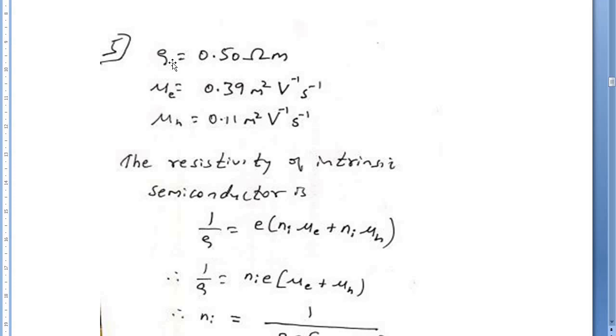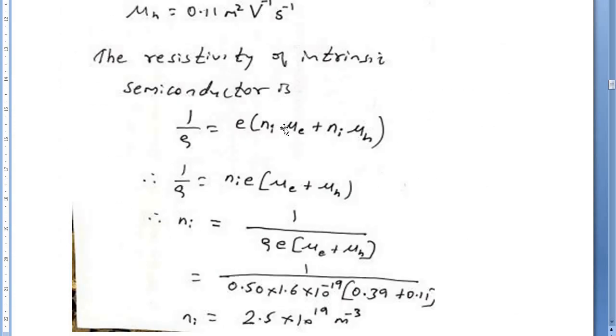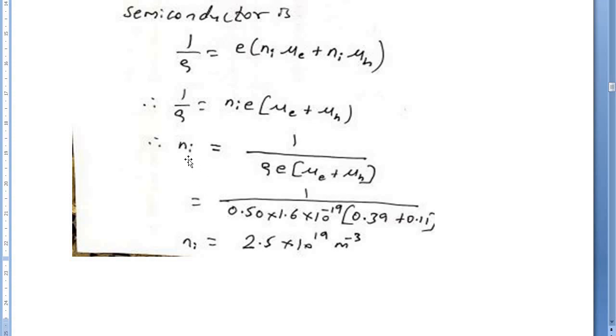We are given the resistivity, which we denote by rho. Then the mobilities of electron and hole are given. This is the formula for finding the resistivity: 1 upon rho is equal to e times n_i times mu_e plus n_i times mu_h, where e is the charge, mu_e is the mobility of electrons, and mu_h is the mobility of holes. Only one thing is not given, n_i, so we need to find n_i, the carrier concentration.